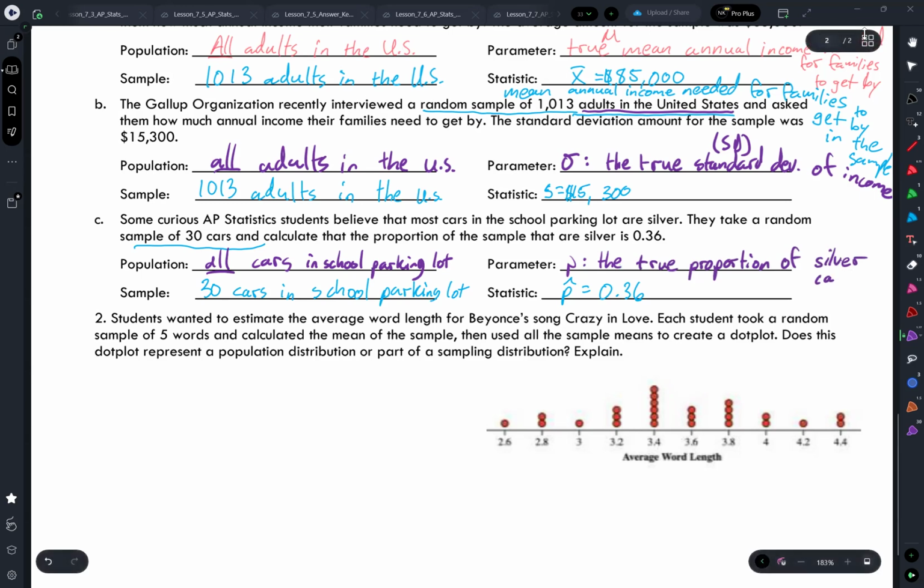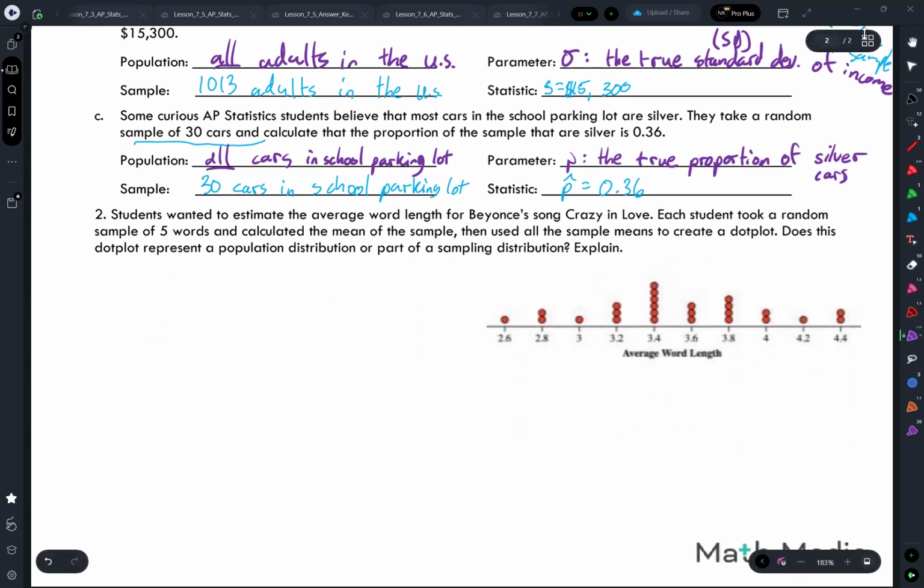All right, number 5. Students wanted to estimate the average word length for Beyonce's song Crazy in Love. Each student takes a random sample of 5 words and calculates the mean of the sample. Then they used all the sample means to create a dot plot. Does this dot plot represent a population distribution or part of a sampling distribution? Do note they said part here, not a full sampling distribution, because it is not the collection of all combinations of samples of 5 words. So it is a part of a sampling distribution.